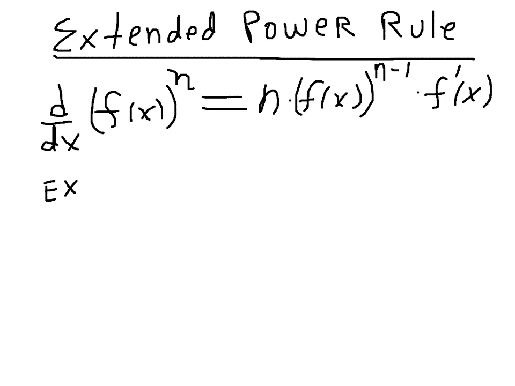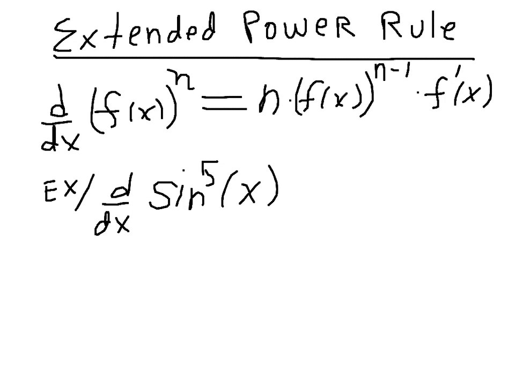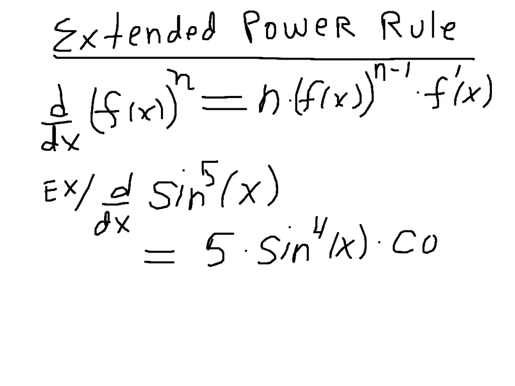So as a simple example of this, let's think about taking the derivative with respect to x of sine to the 5th of x. It's going to be 5 times sine to the 4th of x times the derivative of sine, which is the innermost function, which is cosine of x. And so that shows us how we can use the chain rule to develop the extended power rule. It's probably worth noting in passing that the chain rule is probably the most widely used rule for differentiation that we're going to use throughout the course.